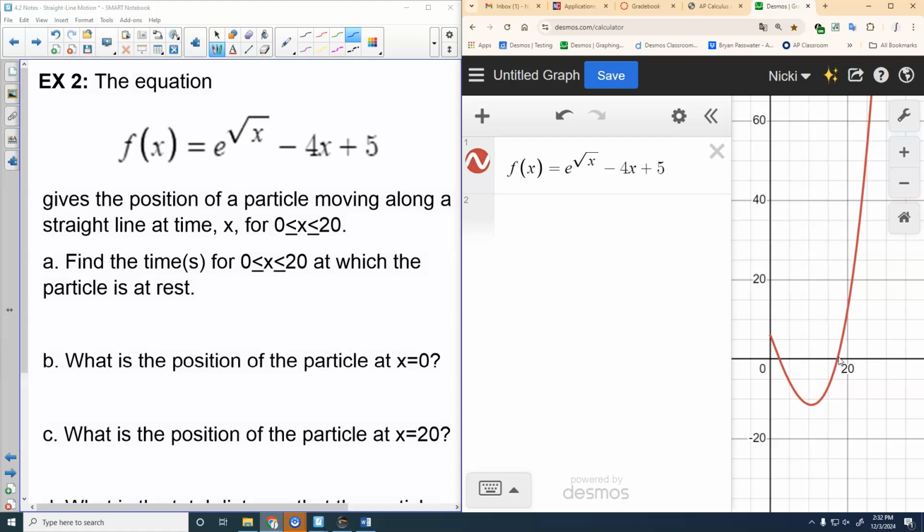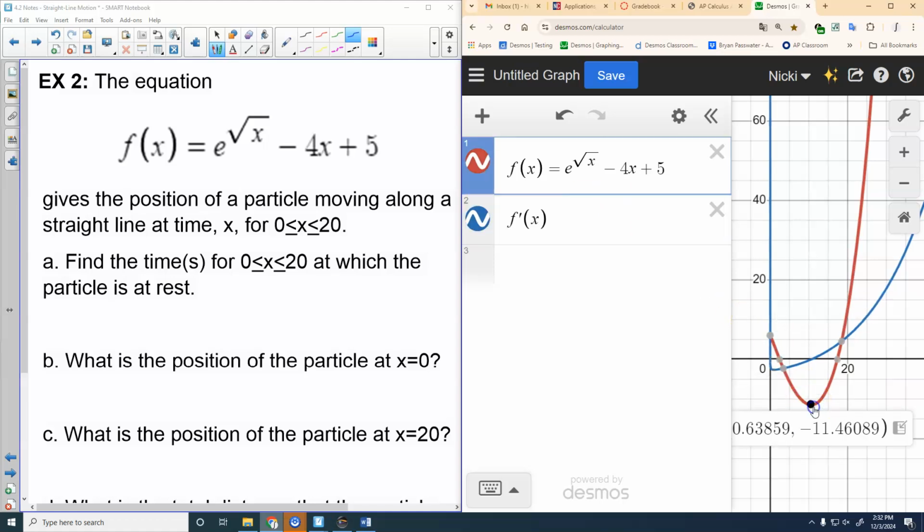It's at that minimum point. Specifically because if you are at rest, what is your velocity? It is 0. And where would we have a velocity of 0? At a maximum or minimum where we have a horizontal tangent, right? So we could even, with Desmos, graph f prime of x. And you'll notice right here, you can look at the minimum point.